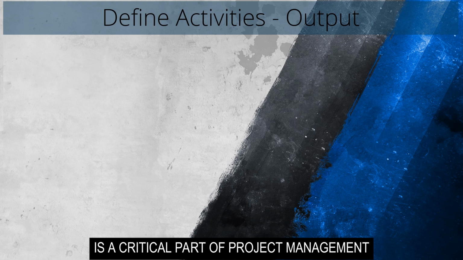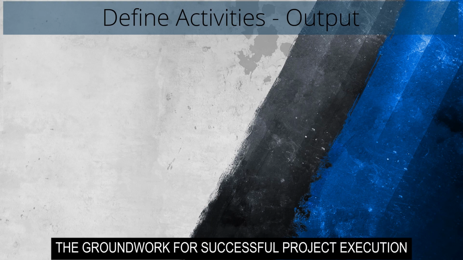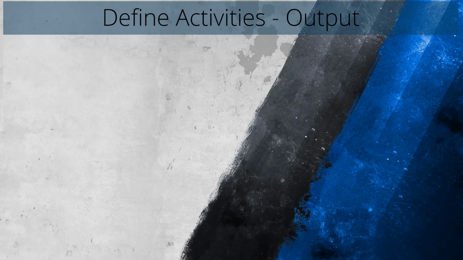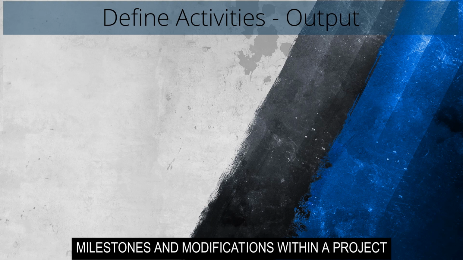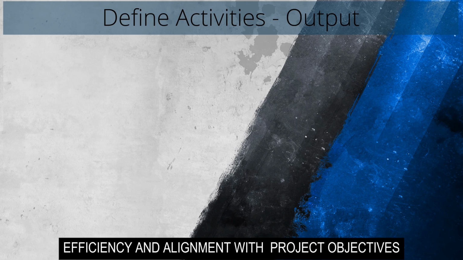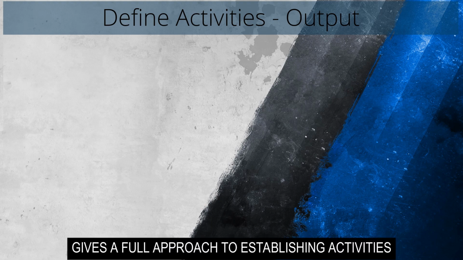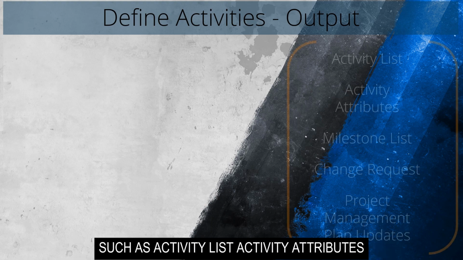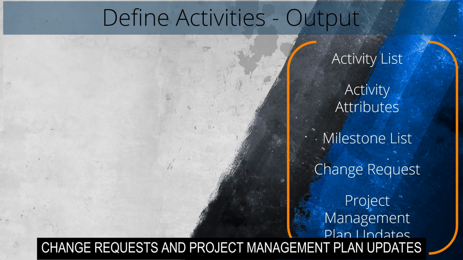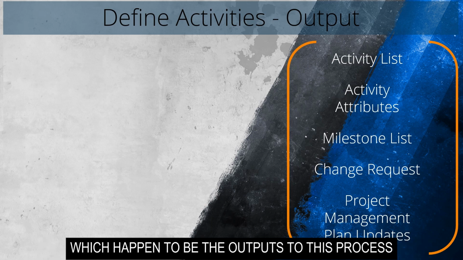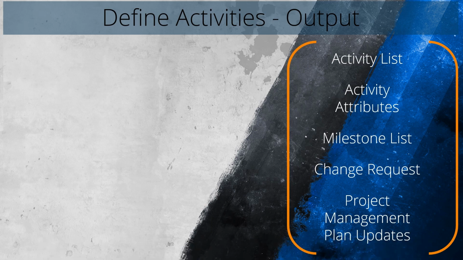Defining activities is a critical part of project management that establishes the groundwork for successful project execution. It involves defining and organizing activities, milestones, and modifications within a project to guarantee clarity, efficiency, and alignment with project objectives. This lecture gives a full approach to establishing activities, highlighting essential components such as activity list, activity attributes, milestone list, change requests, and project management plan updates, which happen to be the outputs to this process.